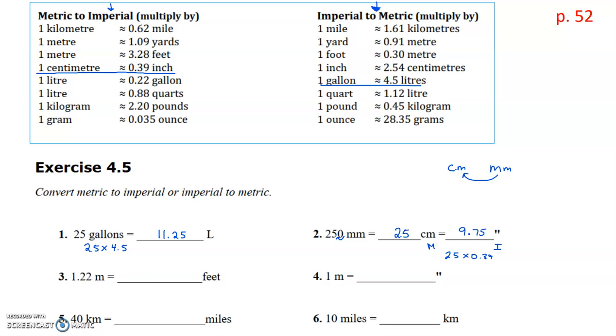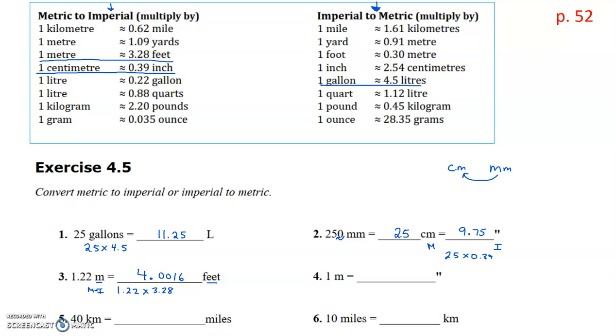For number 3, we are going from meters to feet, so we're going from metric to imperial. So we're going to look at that left-hand table, and this time we're going to find the meters to feet. 1 meter is 3.28 feet, so 1.22 times 3.28 gives a result of 4.0016. So we don't have to round here unless they tell us to round.